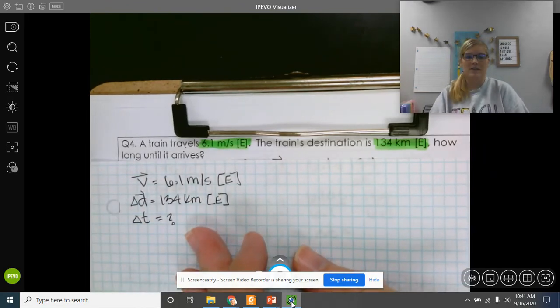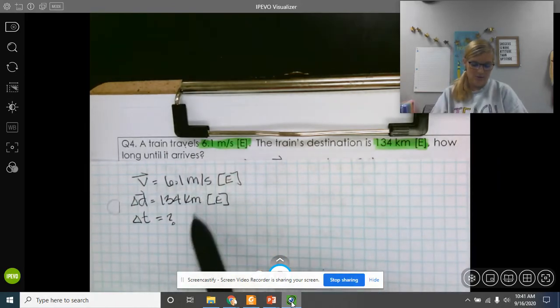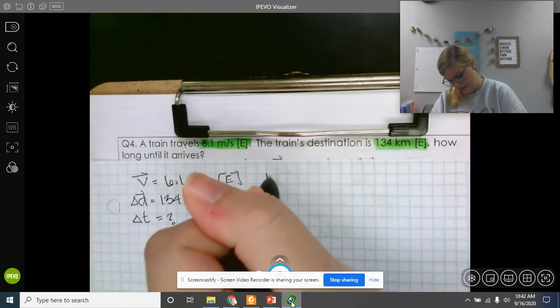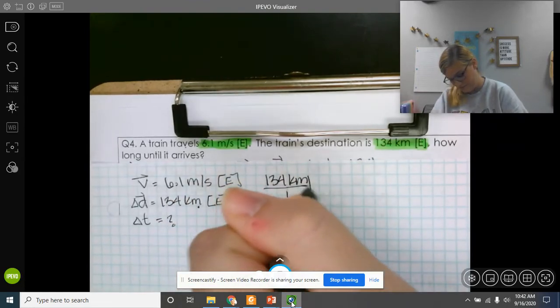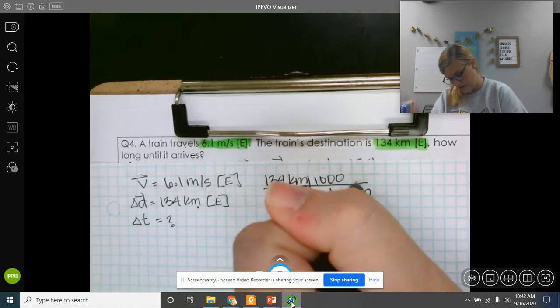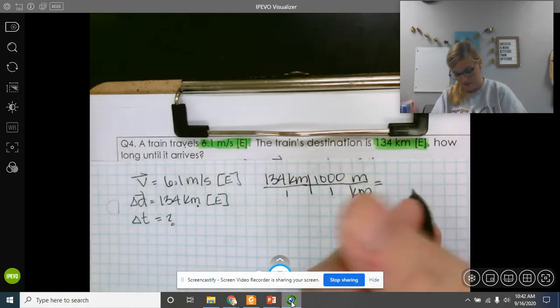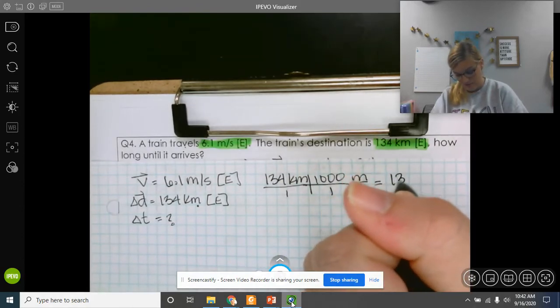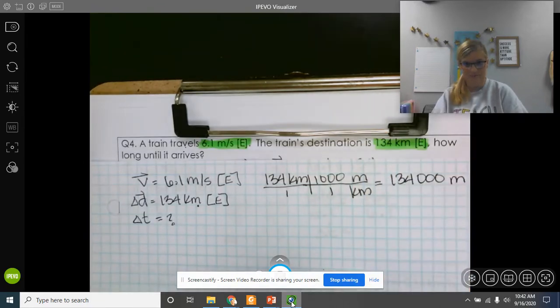Now we have a bit of an issue here because we have our velocity in meters per second and our displacement is in kilometers. So I'm just going to go ahead and change that over to meters. And if you can do this in your head, feel free. This part I'm not super concerned about because I'll be able to tell if you did it wrong. So 134,000 meters.